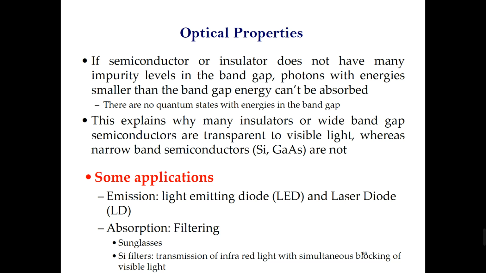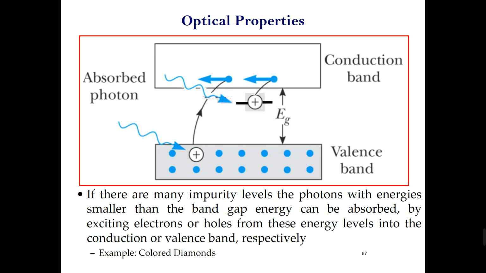Some applications of optical properties of semiconductors: emission, like light emitting diode, LED, and laser diode, LD. Absorption, we have filtering process, for example, filtering application just like sunglasses, as well as silicon filters in which transmission of infrared light with simultaneous blocking of visible light.